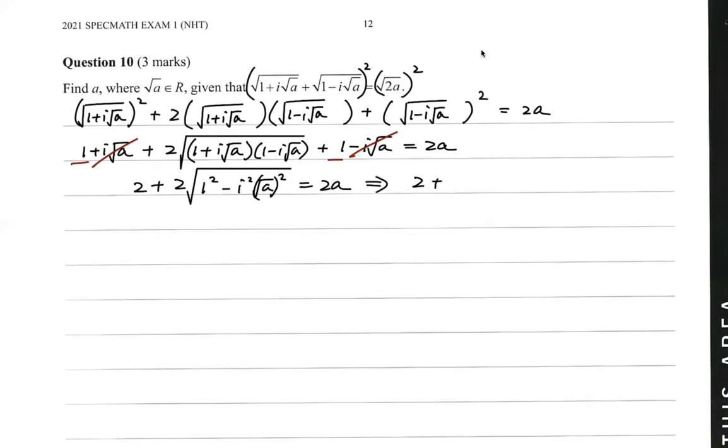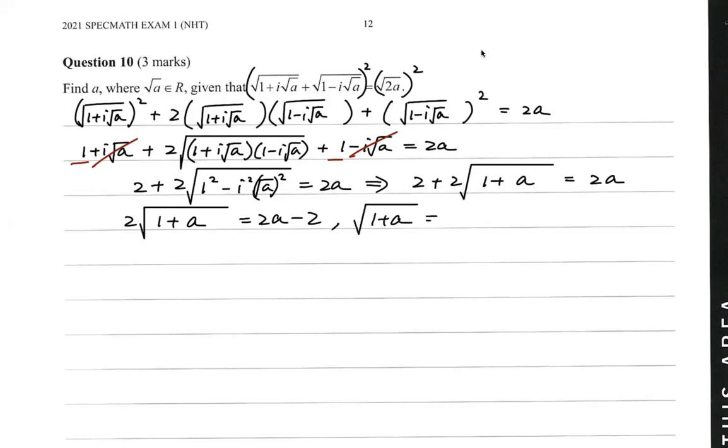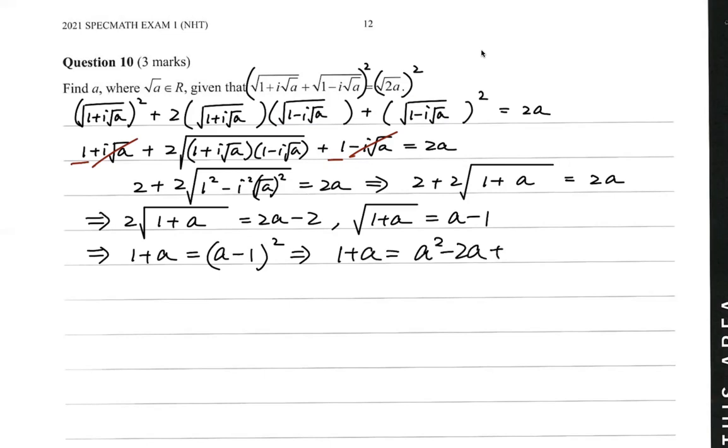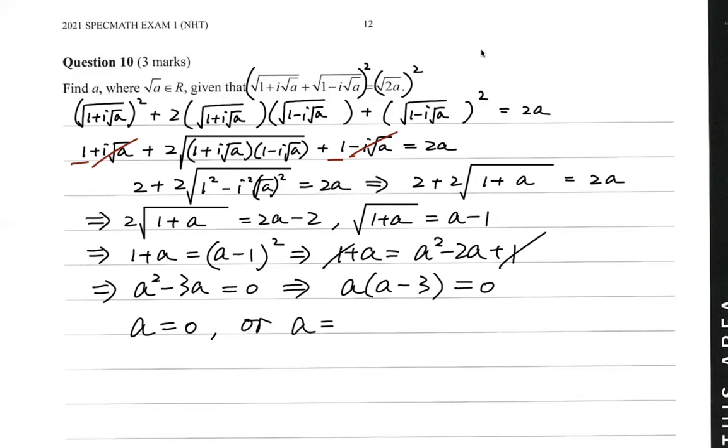2 plus 2 lots of square root of 1 plus a, minus 1 times minus 1 times a, okay? And this should be 2a. 2 square root of 1 plus a equals 2a minus 2. So square root of 1 plus a equals a minus 1. Square both sides: 1 plus a equals a minus 1 squared, which is 1 plus a equals a squared minus 2a plus 1. A squared minus 3a is nothing, so a times a minus 3 equals 0. We could have a equals 0 or a equals 3.